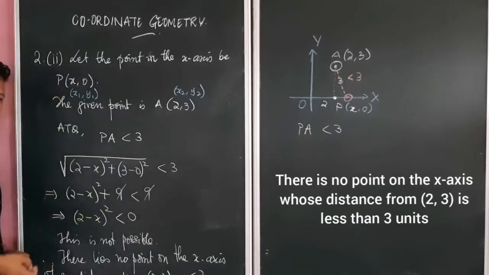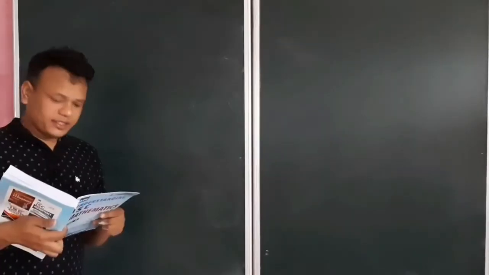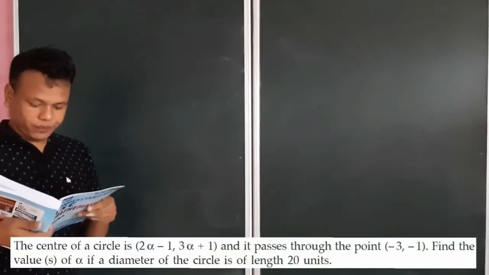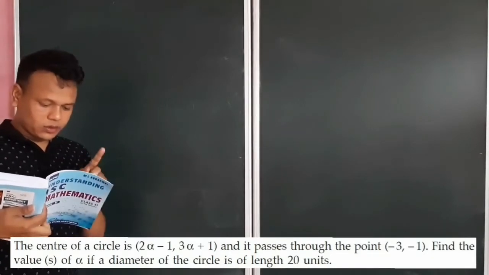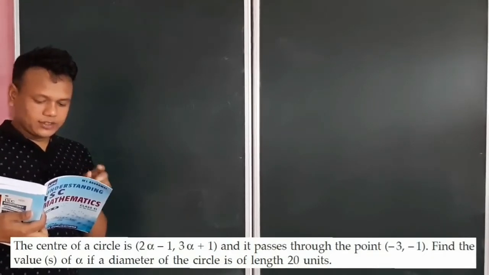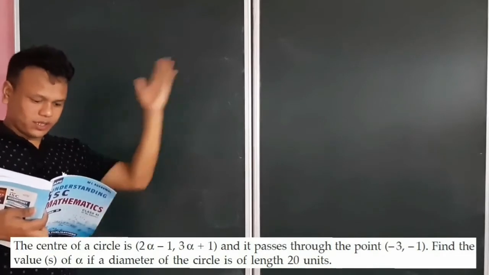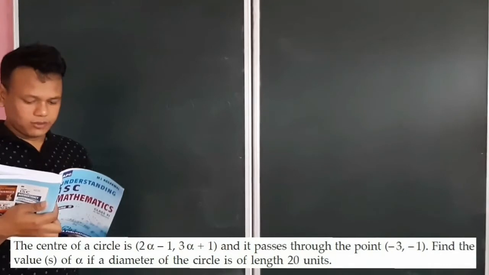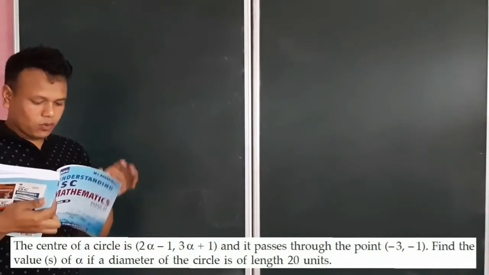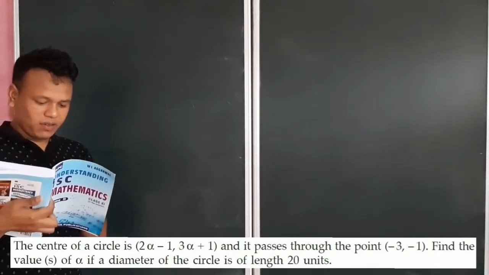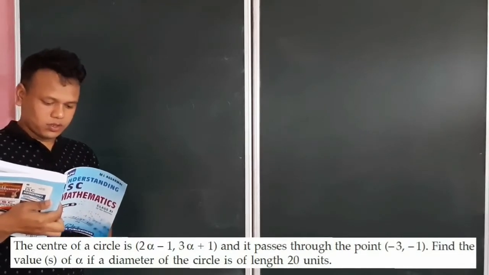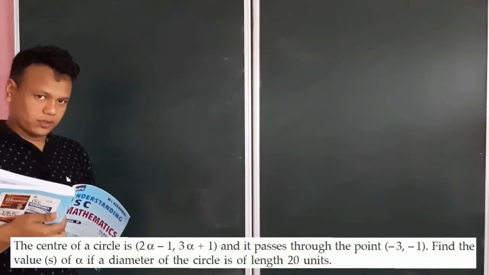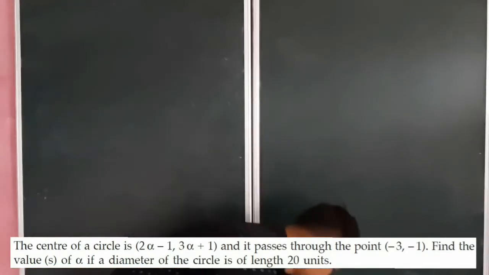All right, so you may pause the video to note down. Now let's have a look at the second sub-number 2 of question number 4. The question says the center of a circle is given on your screen as well. It passes through the point (-3, -1). Find the value of alpha if the diameter of the circle is of length 20 units. Let us quickly understand the sum here.